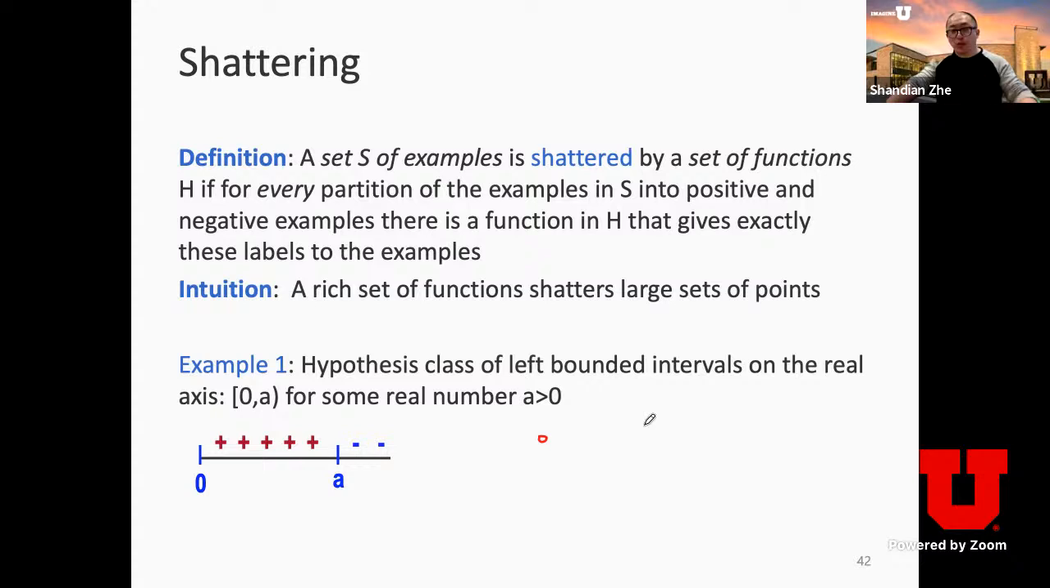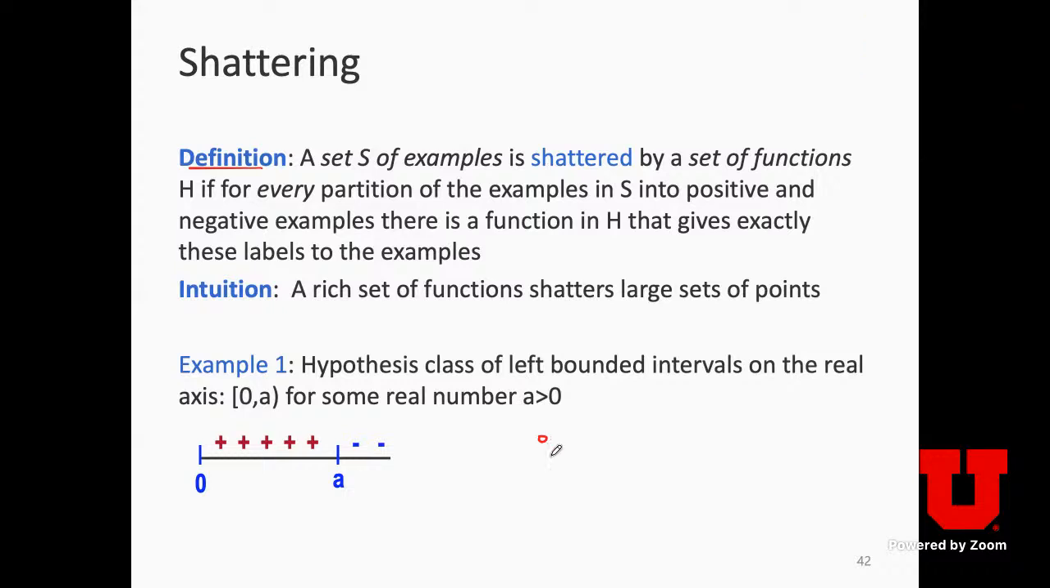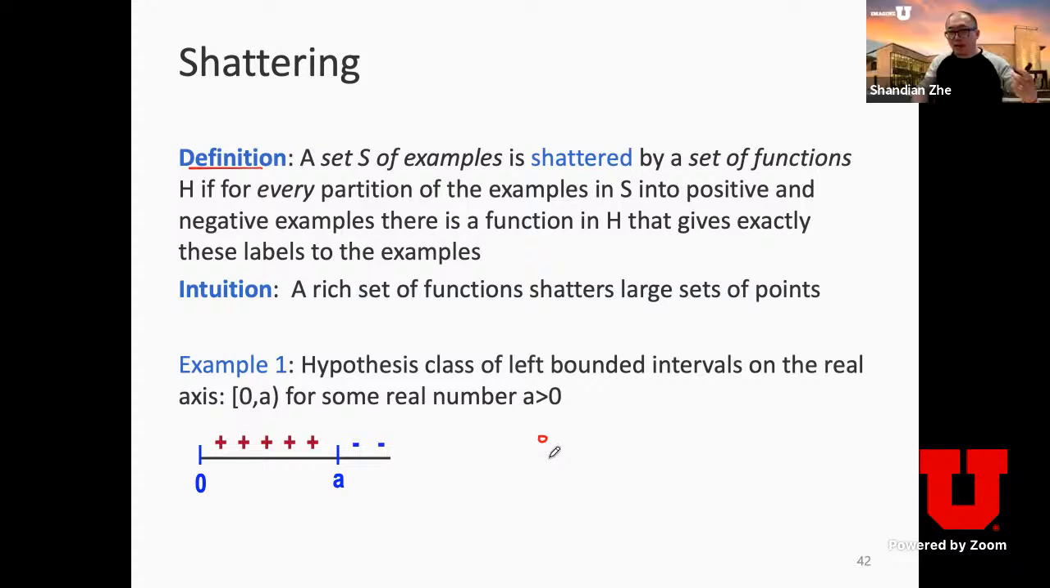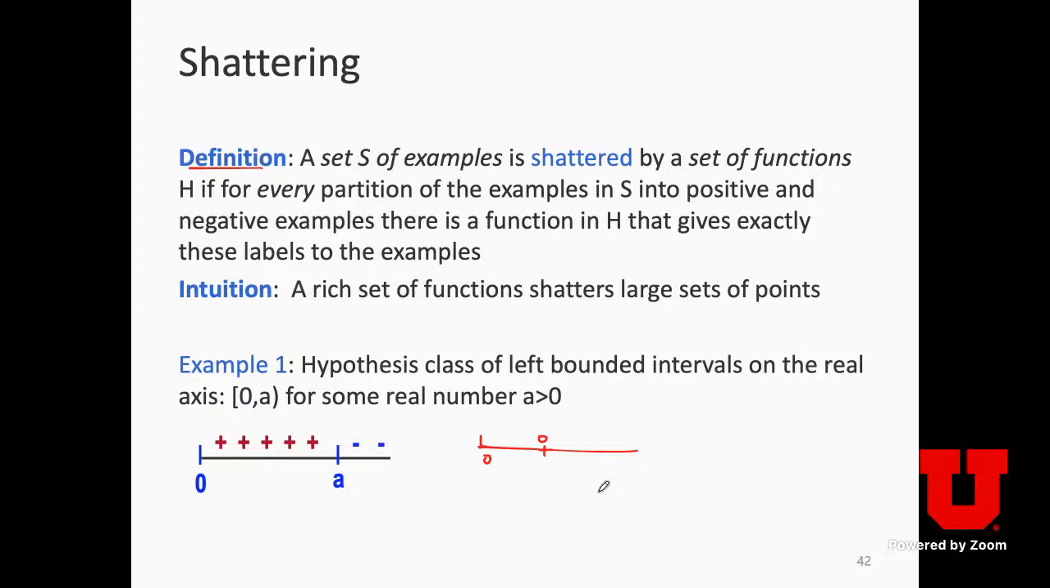What we do is just check the definition. According to the definition, we look at all possible labeling schemes on a single point. How many labeling schemes do we have? 2. Either we label it as positive or negative. For the first labeling scheme, suppose I label this point as positive. This is 0. So where should I put A? Just larger than that point.